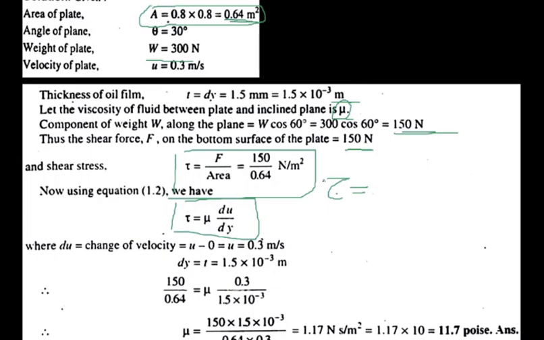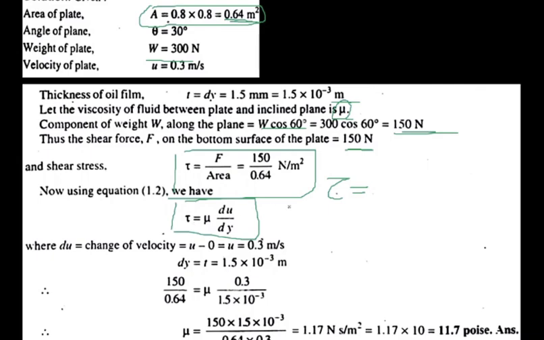Okay, so what is this? How did W cos 60 degree come? It is the same like your wedge problem which you did in your second semester, right? Okay, now how much is W cos 60 degree? It is 150 Newton as the force component. Okay, thus the shear force will be 150 Newton. So force by area, how much did we get? 0.64. So 150 by 0.64 gives Newton per meter square, correct? Now using the equation, what equation do we know?